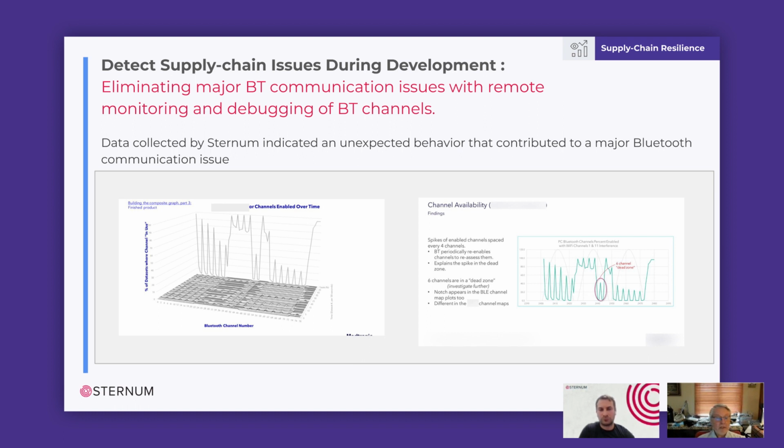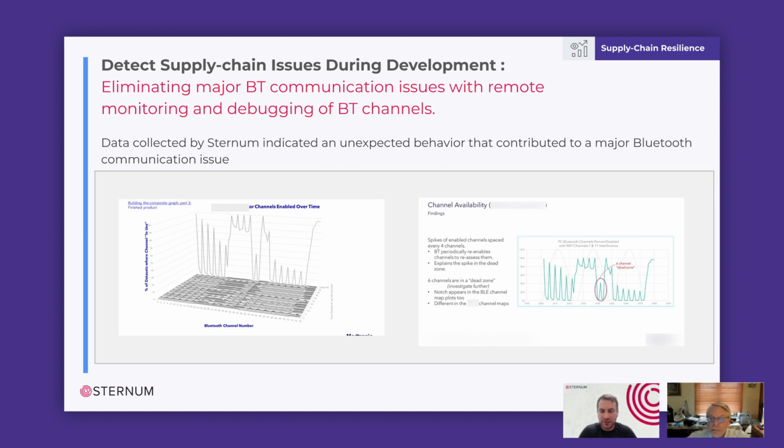By the time you have this much interference in a system, losing 6 channels is a big deal. So we would like to know what's going on with those 6 channels, and we'll likely be reaching out to the manufacturer of this Bluetooth chip to see if they can help us understand what might be going on here.